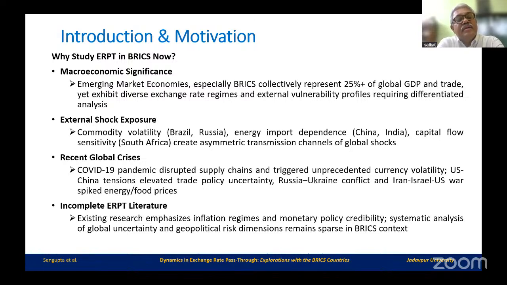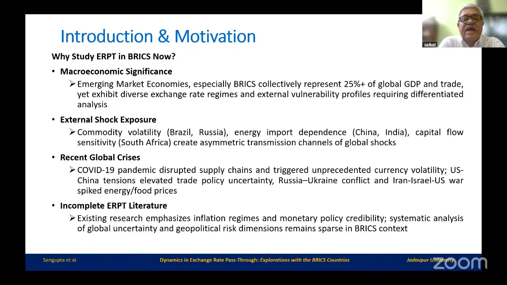There are external shock exposures. We have already talked about what kinds of external shocks there are. There can be commodity volatility, especially for Brazil and Russia, energy import dependence for China and India, and capital flow sensitivity for South Africa, and these create asymmetric transmission channels of global shocks.